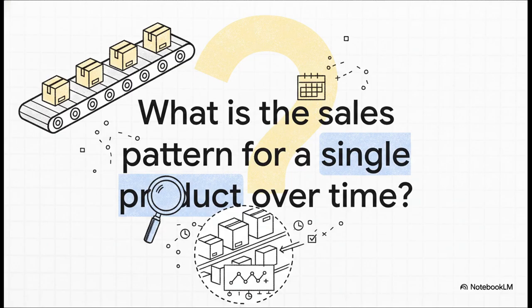And this feels like the next logical question, doesn't it? We know the big trends, but what does the day-to-day sales life of just one single product actually look like? If we zoom all the way in from that 30,000-foot view down to just one item on one shelf, what are we going to see? Let's pick one and find out.